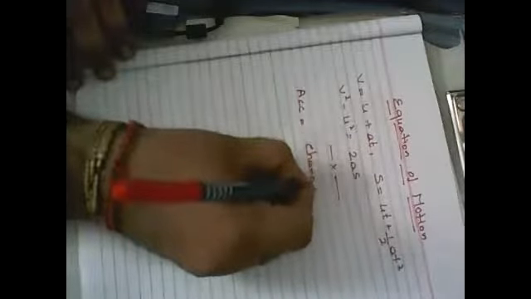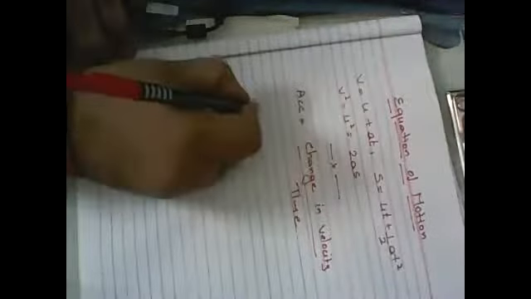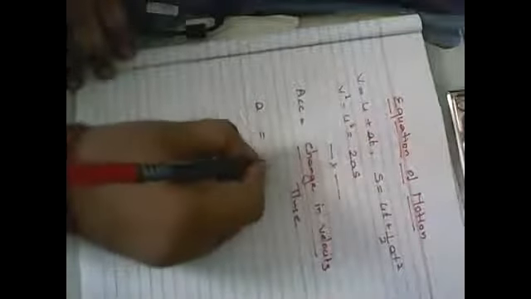Acceleration is change in velocity with respect to time. So A is change in velocity, final velocity minus initial velocity divided by time. Cross multiply. At is equal to V minus U. V is equal to U plus AT. So this is the first equation of motion. Please note it down.